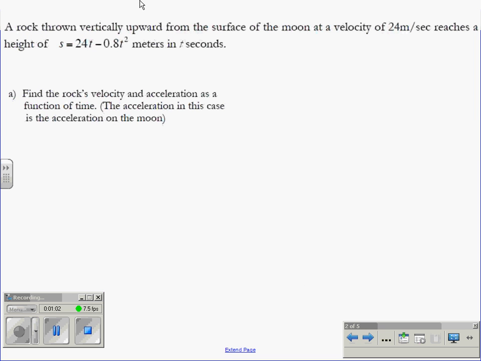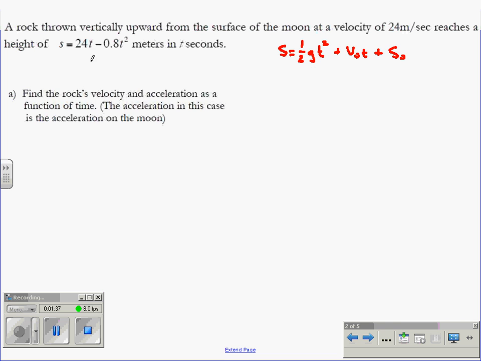Here's the first question. A rock is thrown vertically upward from the surface of the moon at a velocity of 24 meters per second. It reaches a height given by this formula. You do need to know the formula for projectile motion, and you should have it written down somewhere: s equals 1/2 gt squared plus the initial velocity times time, plus the initial height.